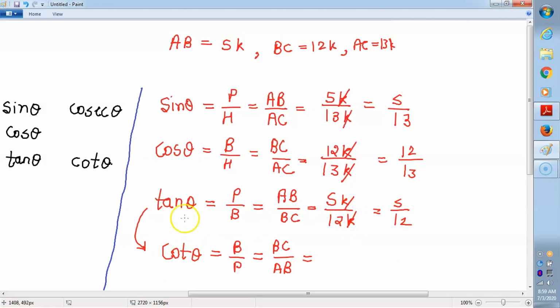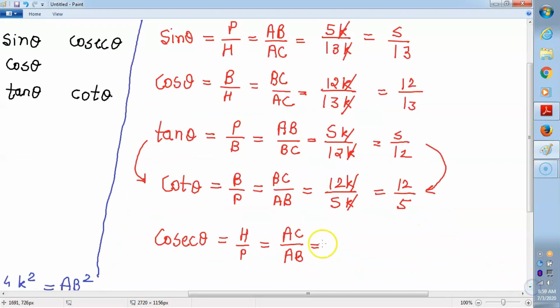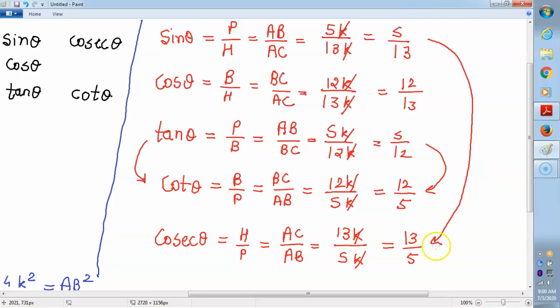Now the reciprocal of tan is cot. So we can directly write 12 upon 5, the reciprocal of 5 by 12, or by putting the values we get 12 by 5. Now cosec: AC is 13k, AB is 5k. The k's get cancelled, and we get 13 by 5. See, the reciprocal of sine: sine was 5 by 13, so cosec is 13 by 5. Got it? I hope it is clear now. So in this way, by knowing all three sides, we can decide all the trigonometric ratios.